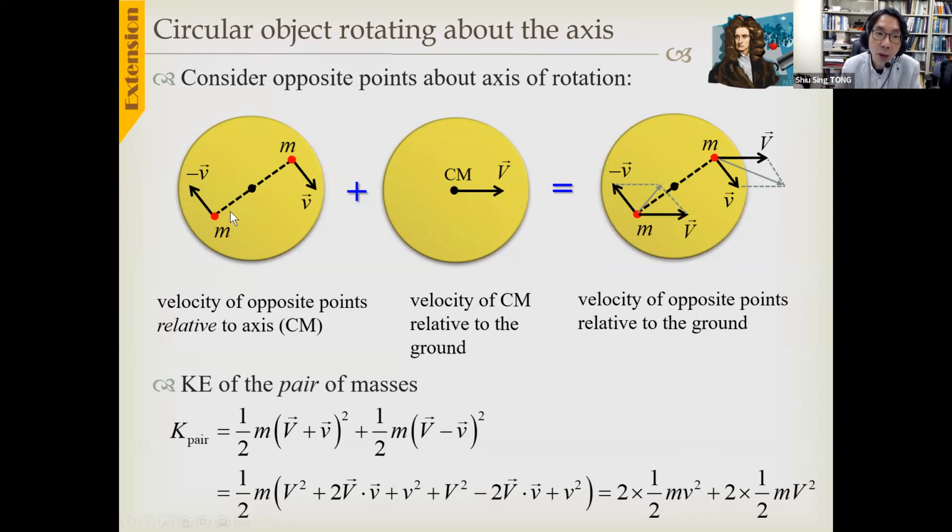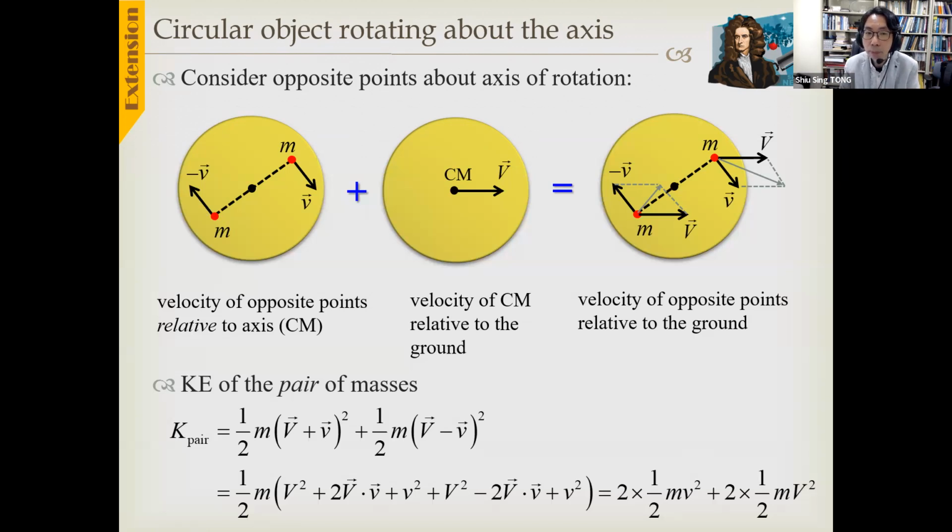So they move with equal but opposite velocity. Due to the rotation, I consider only rotation here in this figure. In the rotational motion, the particle M here moves with the velocity v, while on the opposite side, this particle moves with a negative velocity, negative v.